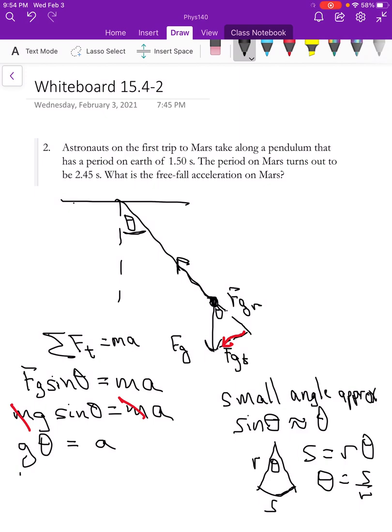So I plug that in over here, g, and then s over my r, which in our case is L, this length from here to here. That length is the length of my string, L. So that's what I'm going to plug in for my r, is equal to, now a is really the acceleration. And the acceleration is just the second derivative, d squared s, because s is the tangential direction, over dt squared.